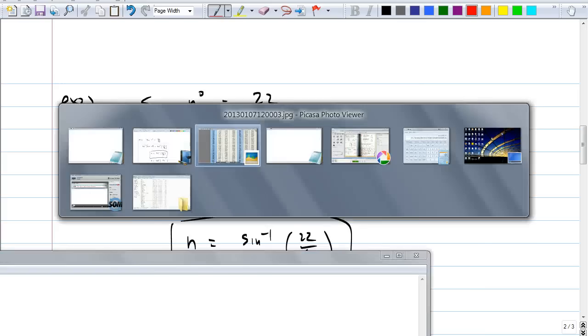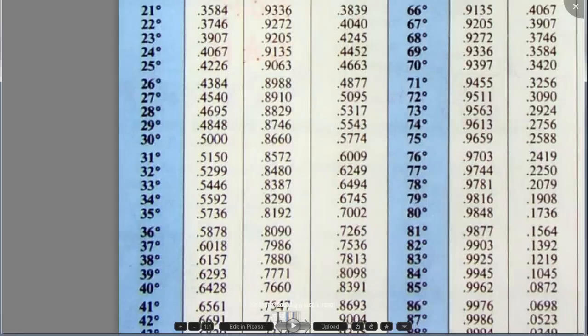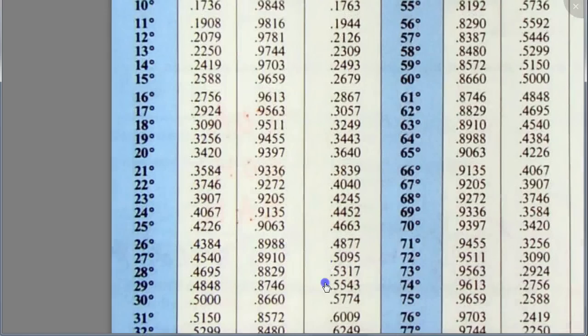33. So how many people say it's 33? How many people say it's 34? Which one is closer? 33. Yes, 33 is closer, isn't it? Oh, you're looking at the, be careful. That's what I'm telling you guys.